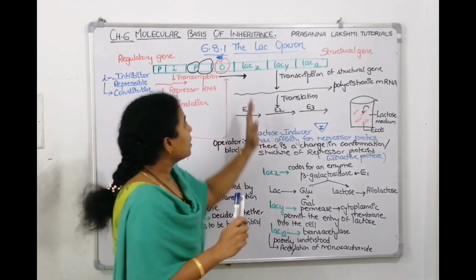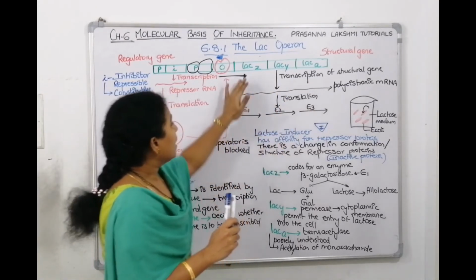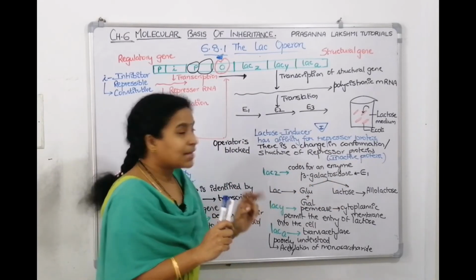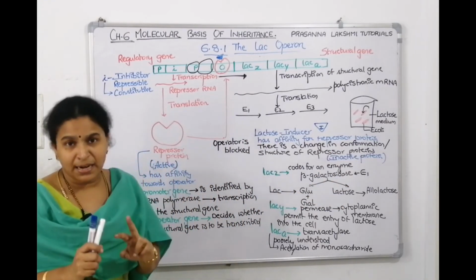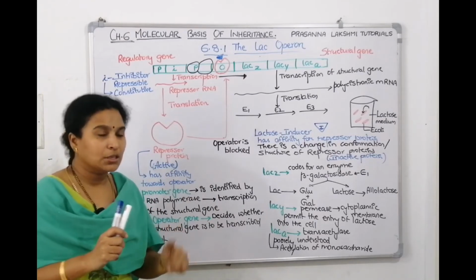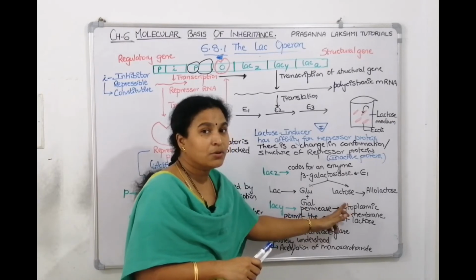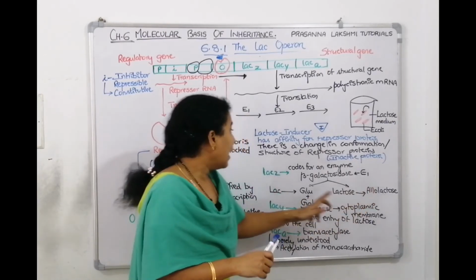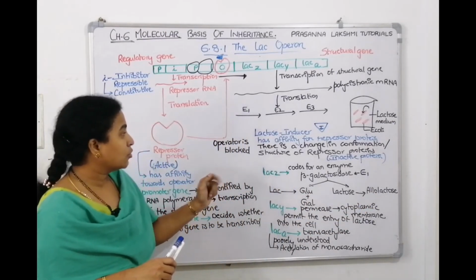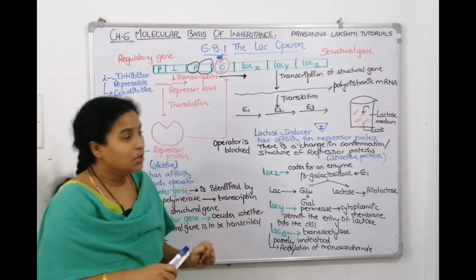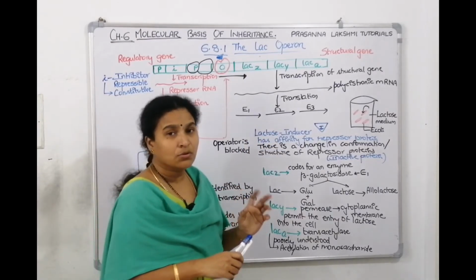Now the structural genes, Lac Z, Lac Y, Lac A. Lac Z codes for an enzyme, beta-galactosidase. Beta-galactosidase has 2 roles. One, to break the lactose into monosaccharides, glucose and galactose. The second role of beta-galactosidase is to convert the lactose into its isomer called allolactose. Lactose and allolactose are inducers. We understood what an inducer is.